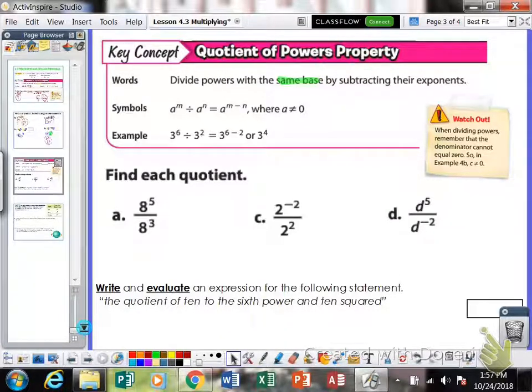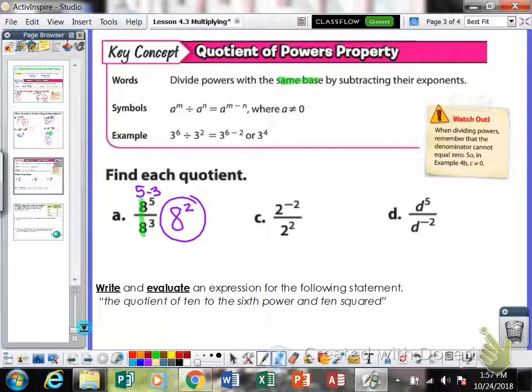So we're going to actually subtract our powers now. So 8 to the 5th over 8 to the 3rd, our bases are the same. So our base is 8, and then we subtract 5 minus 3, and we get 8 squared. And then find each quotient. You can then evaluate this. We'll just leave it like that for now, but you can then evaluate it to get 64.